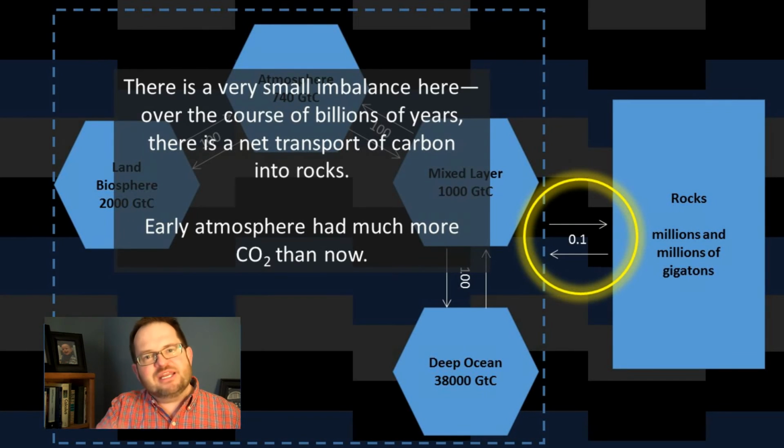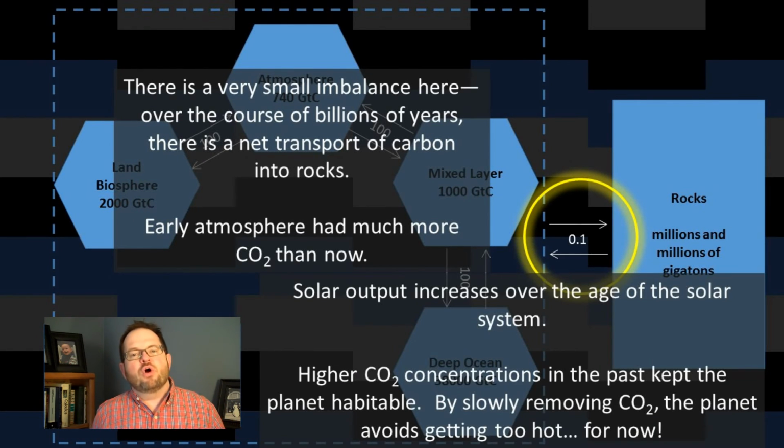Which actually turns out to be necessary for life on Earth, because over the age of the solar system, the sun is putting out more and more energy. If you go back a billion years ago, the sun was putting out about 25 to 30% less energy than it does right now. Just part of the natural life cycle of a main sequence star like the sun. Well, if the sun was putting out 25% less energy, how come the Earth wasn't just a frozen dead ball? Well, it wasn't, because of all the carbon dioxide that was in the Earth's atmosphere at that time.